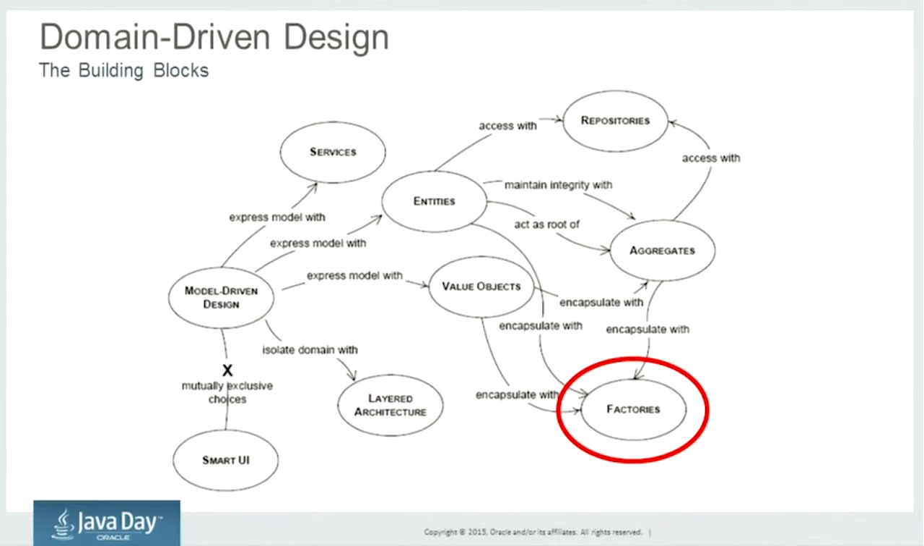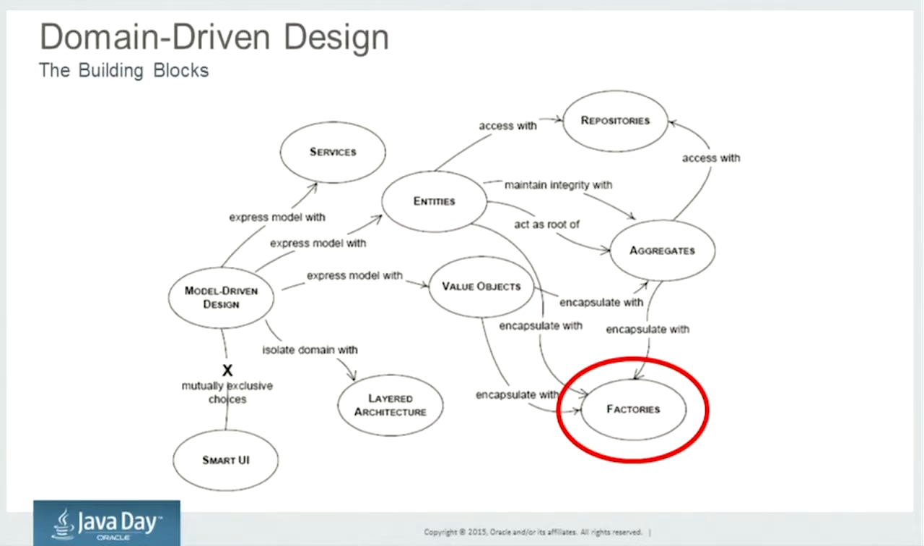Next thing I want to talk about very briefly is factories. Factories is not something you will run into terribly often. By and large, creating entities and value objects is relatively simple. You simply create a new constructor, and you add some setters and getter calls, and that's it. That's all you need in order to create an aggregate root or an entity or a value object.